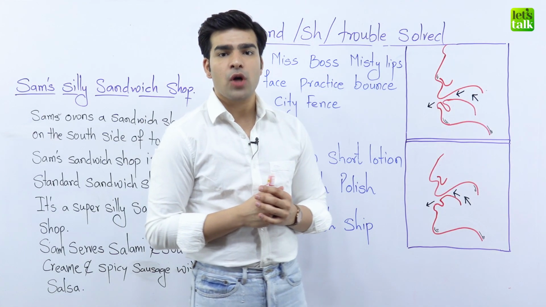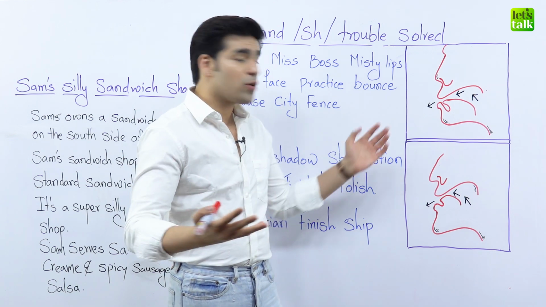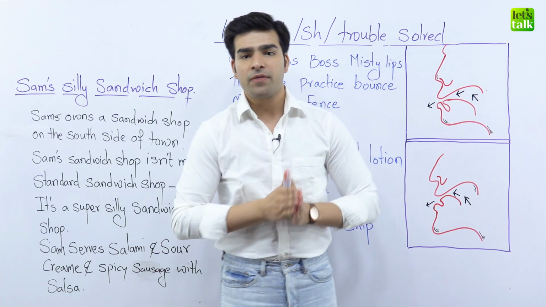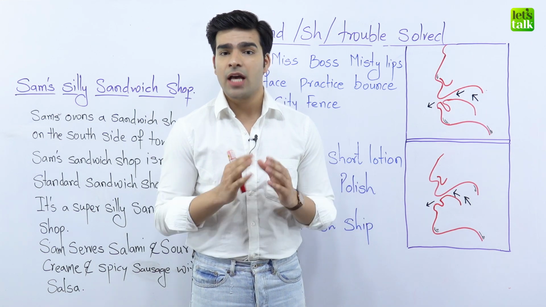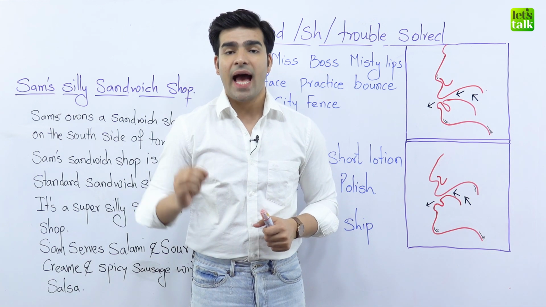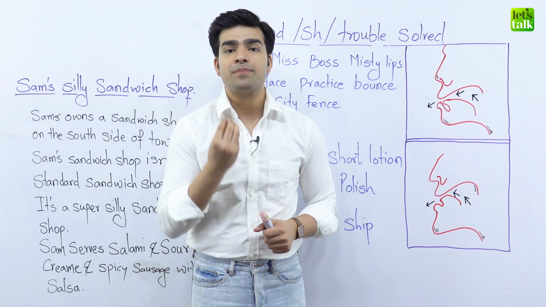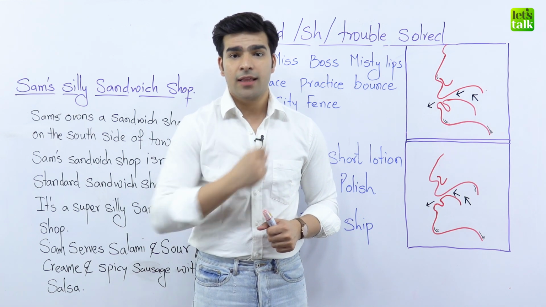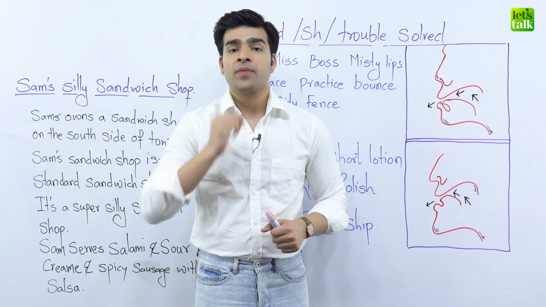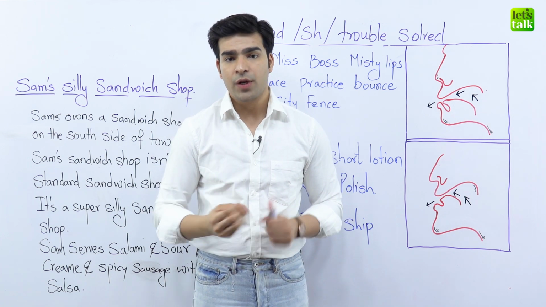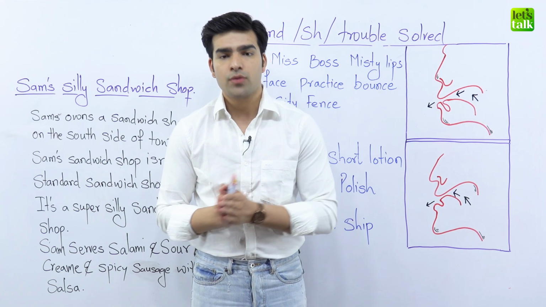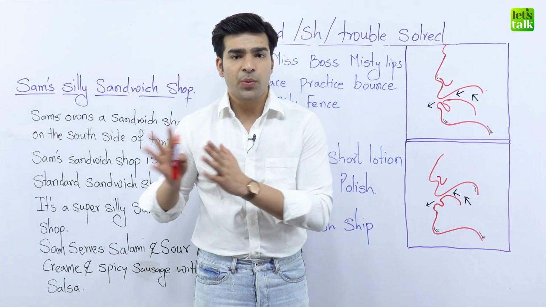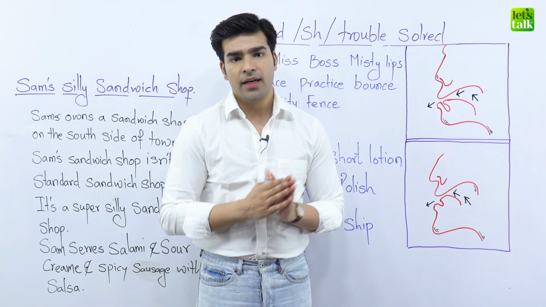I have two diagrams on the right-hand side of your screen. Now, the first diagram and the second diagram. With the help of these two diagrams today, we will understand the difference between s sound and sh sound. Where is the position of our tongue? The tip of the tongue. Tip means the last end of the tongue. When you pronounce these two sounds, because the position of these two sounds will help us understand how to pronounce the words starting with s correctly and sh correctly.